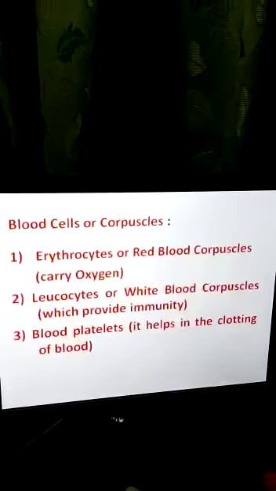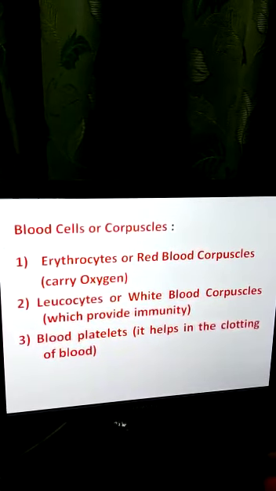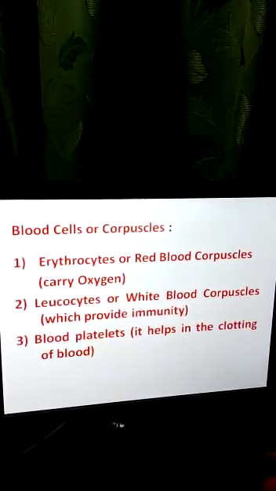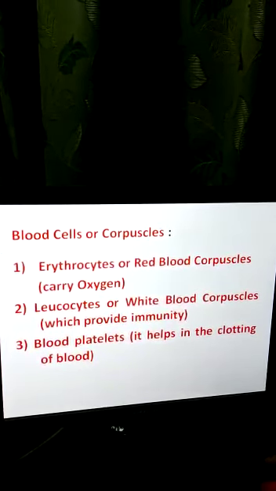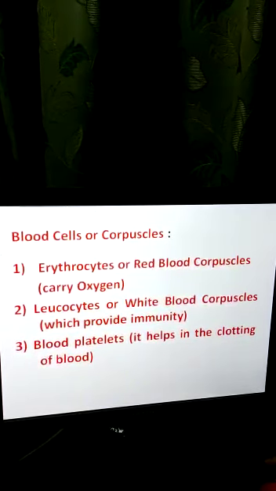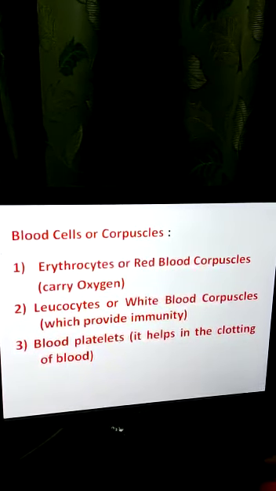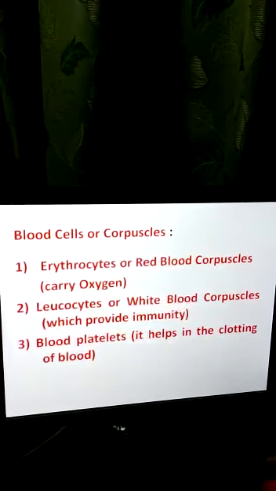Next, we see blood cells or corpuscles. There are 3 types of blood cells. First is erythrocytes, which are also known as red blood corpuscles. In short, we say RBC. It carries oxygen. Next, leukocytes or white blood corpuscles. In short, WBC, which provides immunity. Next, blood platelets. It helps in the clotting of blood.